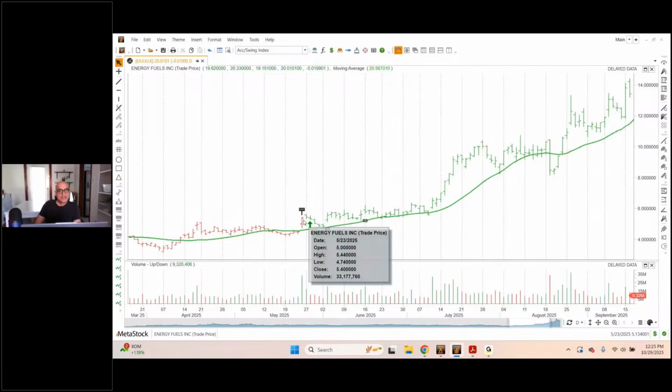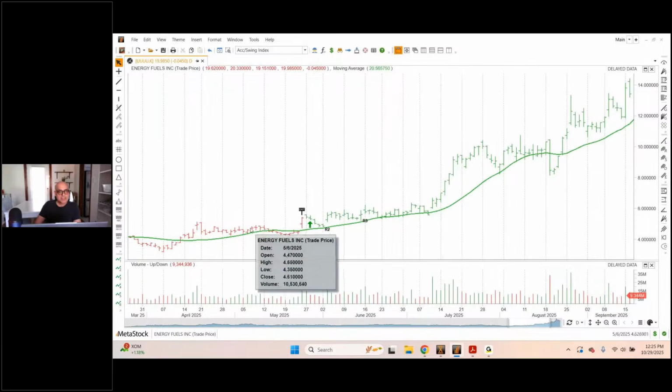When this entry comes, I want to see a break of a previous high that's above the 20-day simple moving average. So I'll say that again. On any long position, on any long entry, I want to take that entry when it breaks a previous high above the 20-day simple moving average. Same on the other side, on the short side, you want to see a break of the low.